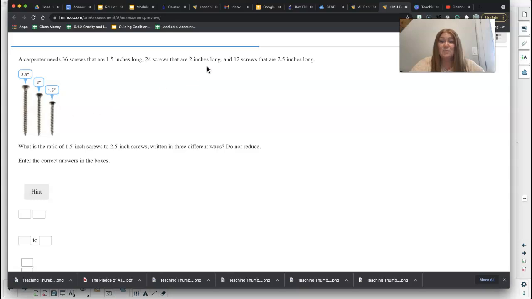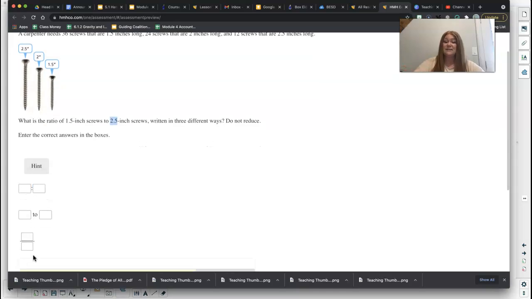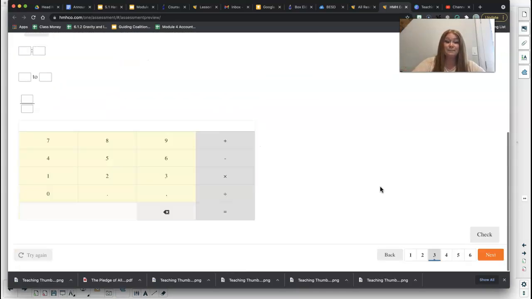So how many of these do we have? Coming back, how many 1.5? It wants this number first. How many 1.5 inch screws do we have? We have 36 of these. How many of the longest ones do we have? Come and find how many of the longest ones we have, writing it in the 3 different ways.